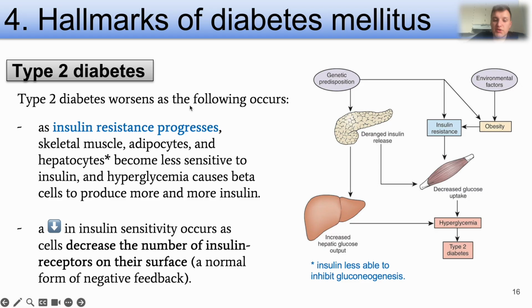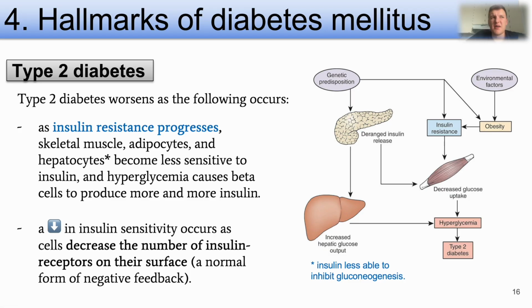Type 2 diabetes worsens as the following occurs. As insulin resistance progresses, skeletal muscle, adipocytes, and hepatocytes become less sensitive to the insulin, and hyperglycemia causes beta cells to produce more and more insulin. So you're making deranged insulin release, right, more and more. And a decrease in insulin sensitivity occurs as cells decrease the number of insulin receptors on their surface. These receptors on the skeletal muscle and on the liver don't want to respond to that anymore, right?